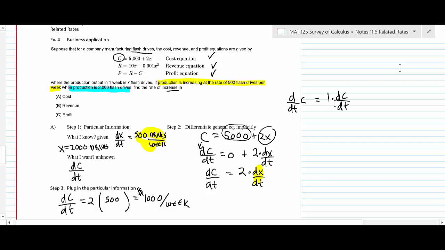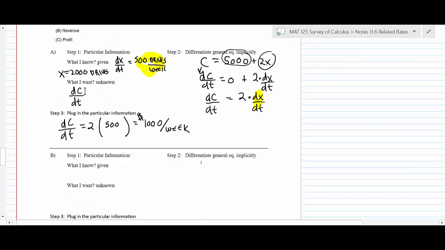Okay, so what I've given you in this problem is these things. I've given you a cost function and a revenue function. I didn't give you a profit equation, but I gave you the formula for finding profit. And it says we're going to find production for revenue, so we're going to do a related rates problem for revenue.